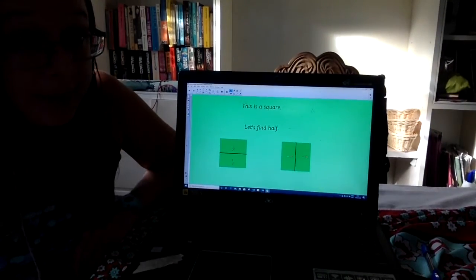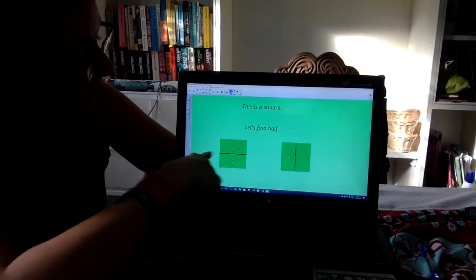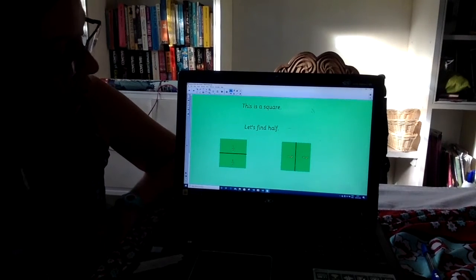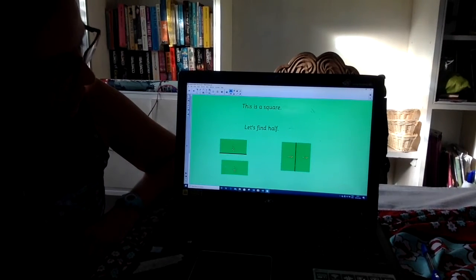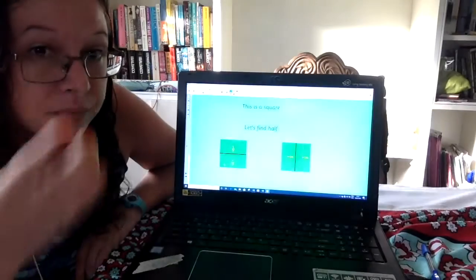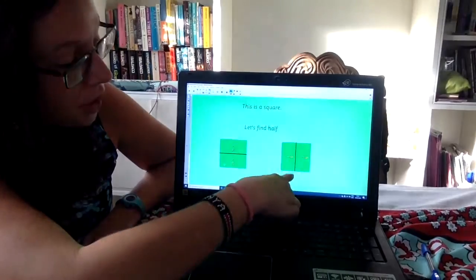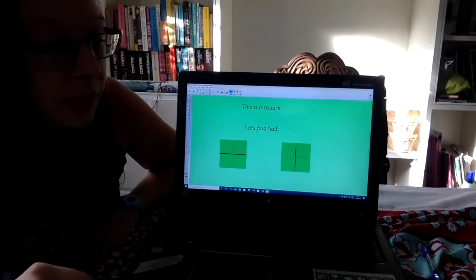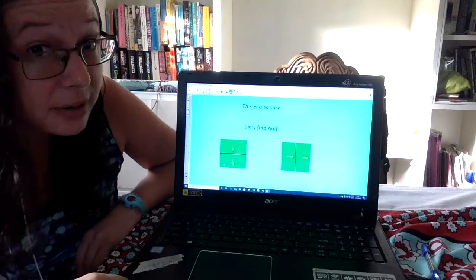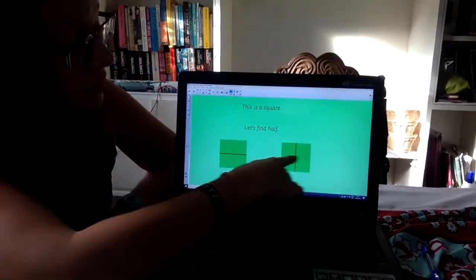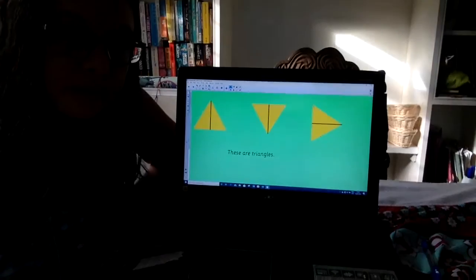Just like with the rectangle, we can draw a horizontal line to find our 2 halves. Pull those apart for you to see. 1 half and 2 halves, and if we put them back together again, we have 1 whole square. But I can also show half of my square by drawing a vertical line, as long as both sides are the same. 2 halves of the square.